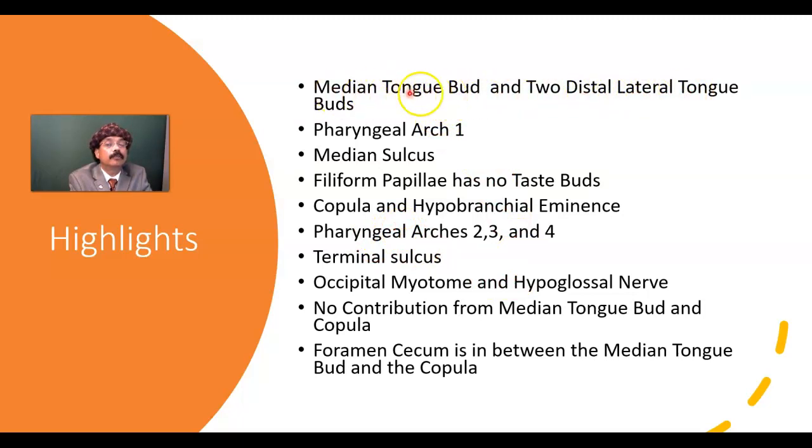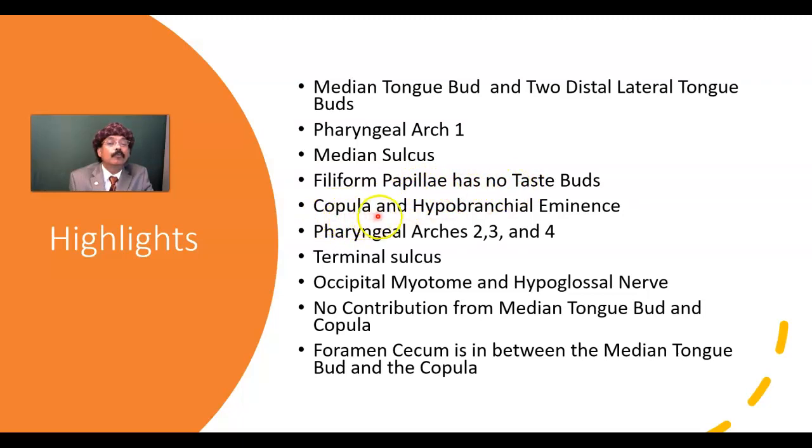The median tongue bud has no contribution eventually. The two lateral buds contribute in the formation of the anterior 2/3 of the tongue plus the median septum in between the two sides of the tongue. The pharyngeal arch 1 contributes in the formation of the anterior 2/3 of the tongue. The median sulcus is the junction between the anterior 2/3 and the posterior 1/3. Filiform papilla has no taste bud. It is not connected to the gustatory cranial nerves like the 7th, 9th or 10th cranial nerve. It is connected to the lingual nerve.